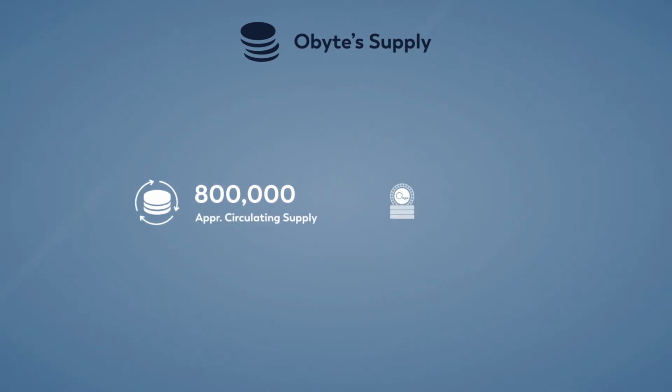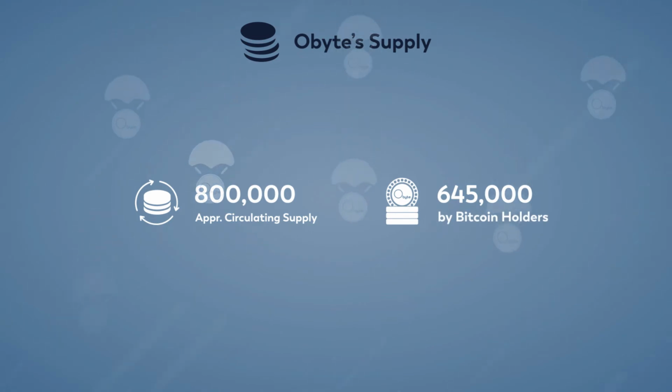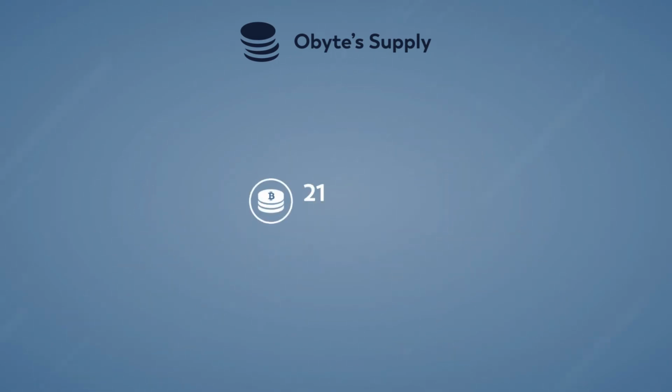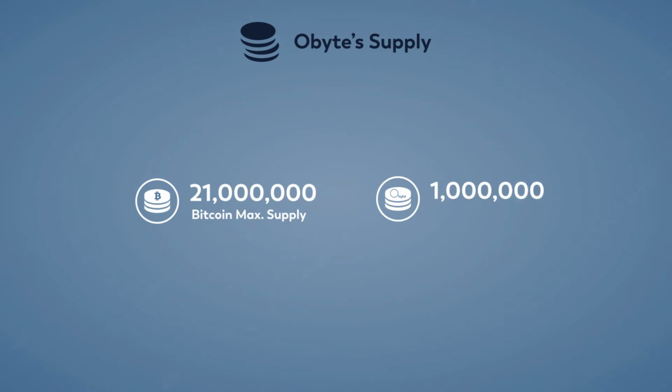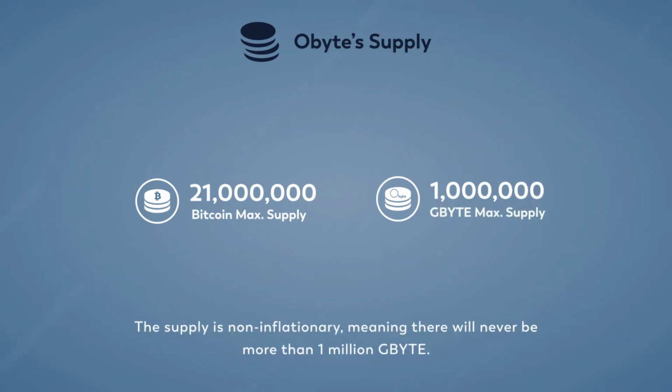This leads us into Obyte's supply. Obyte has a current circulating supply of just under 800,000 gigabytes. The largest bulk of Obyte's supply, around 645,000 gigabytes, was claimed by Bitcoin holders during 10 rounds of airdrop in 2017. Likewise to Bitcoin, Obyte has a maximum supply. The maximum supply is 1 million gigabytes. Remember, the supply is non-inflationary, meaning there will never be more than 1 million gigabytes.